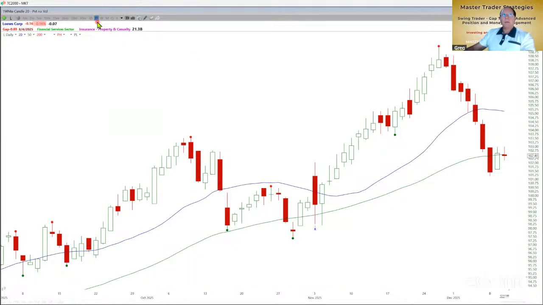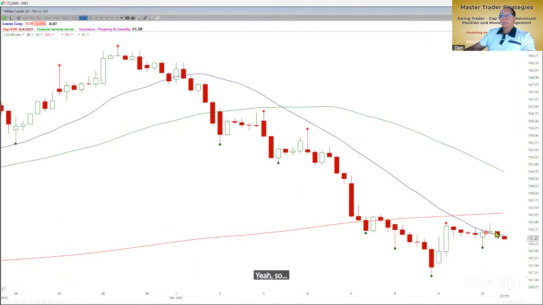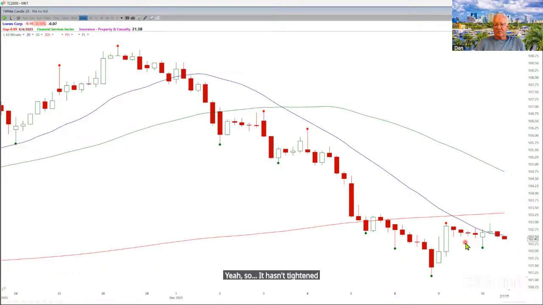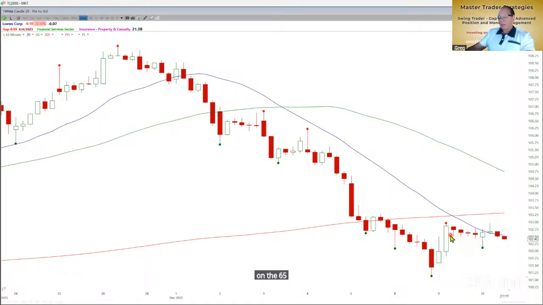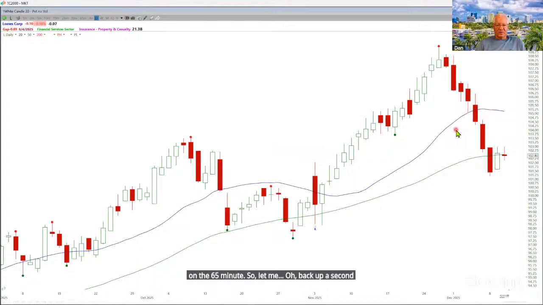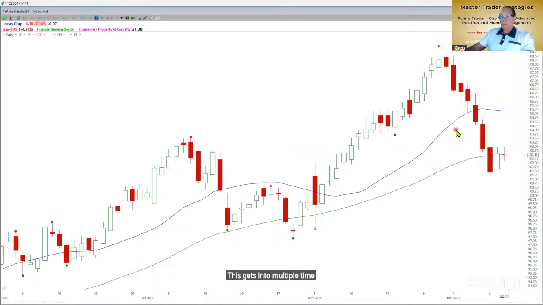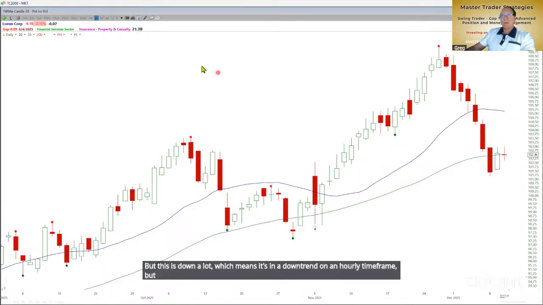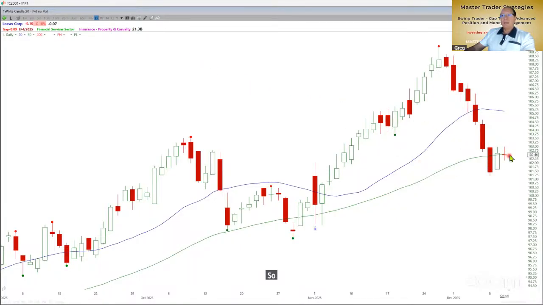Yeah. So Bumble, here, Charter. It hasn't tightened up enough on the 65-minute. So let me go back up a second. Charter was a bottoming. This gets into multiple time frames, which we cover in the course, but this is down a lot, which means it's in a downtrend on an hourly time frame, but it's basing out. So you apply the same thing. This is a narrow body.